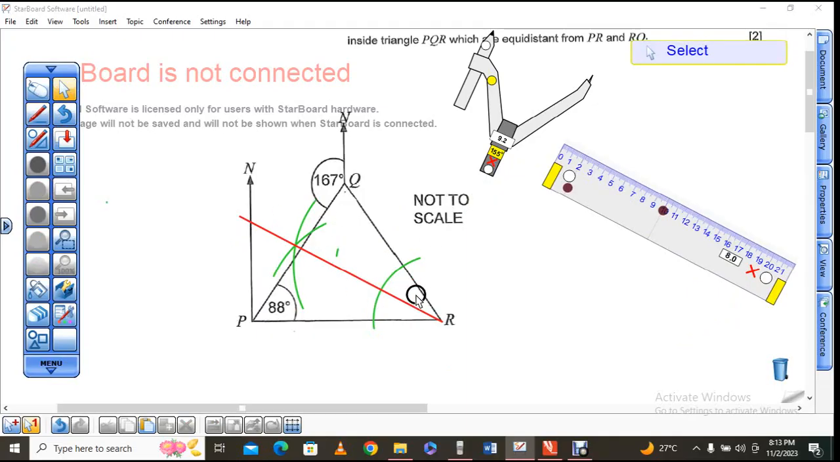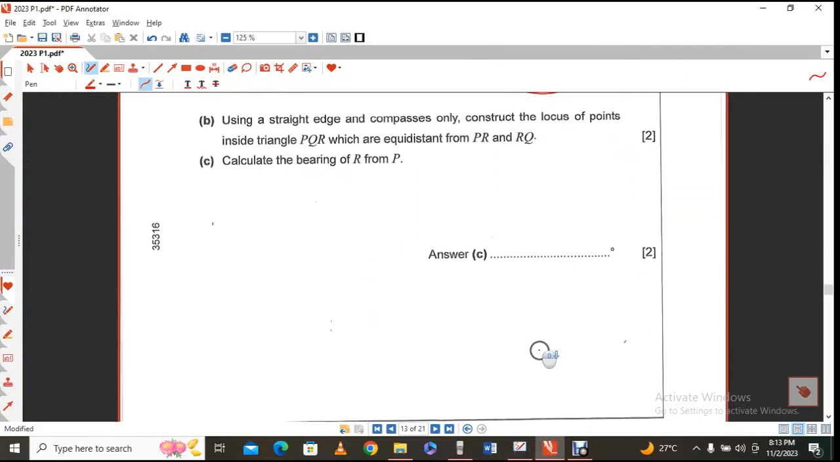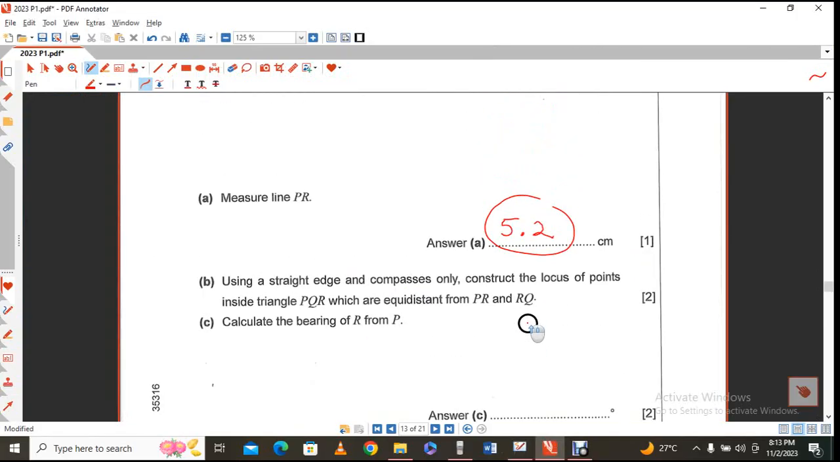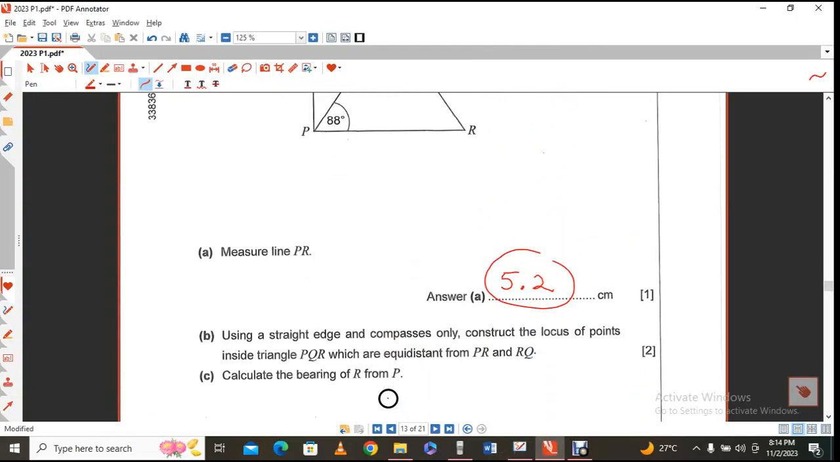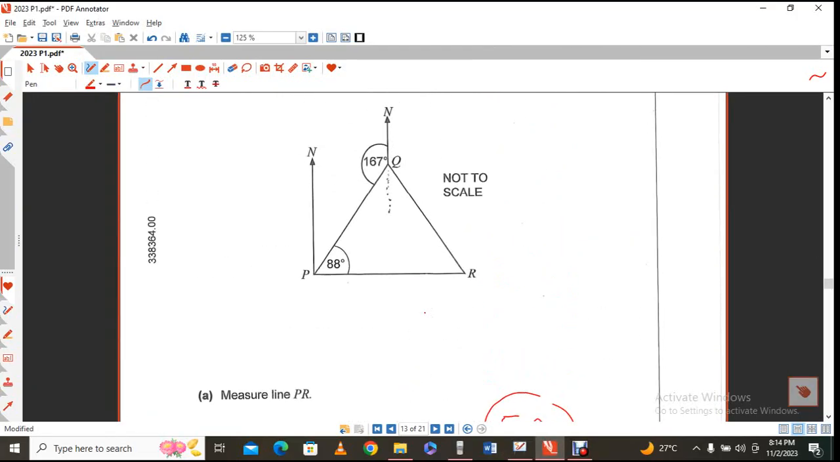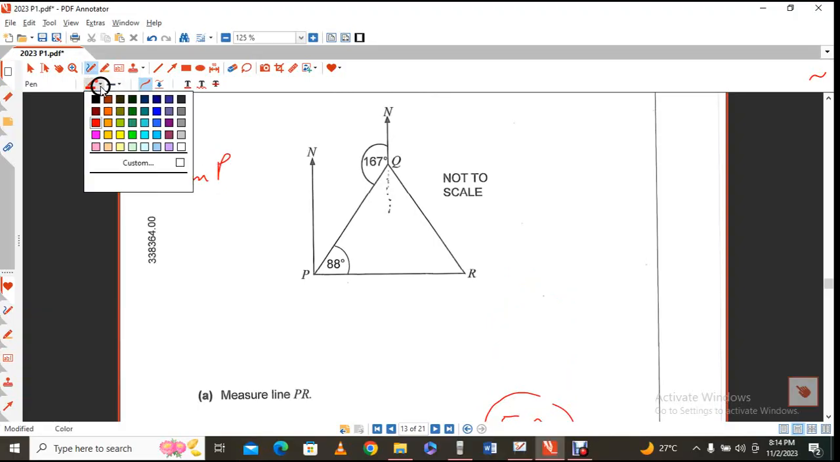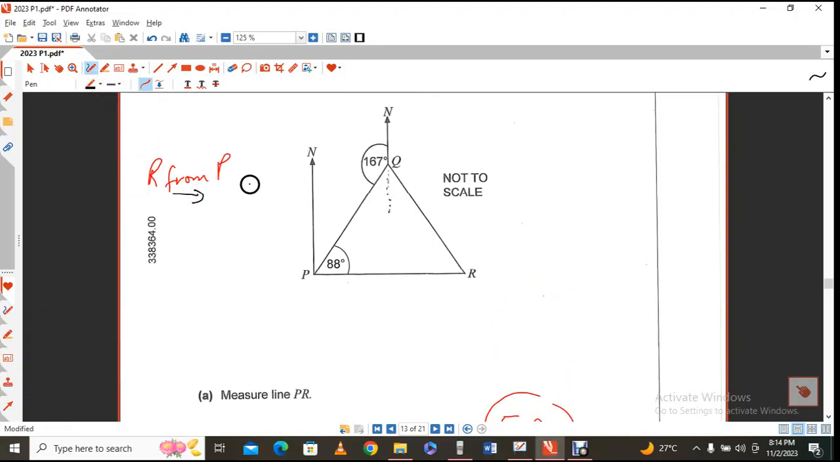So we have bisected for 2 marks. Do not erase your arcs. Okay, right. So try to remember that. Let's go back to the document. And of course, we are now going to do part C. They say calculate the bearing of R from P. If they say bearing of R from P, I always like to say go to what is after the word from. So we go to P, and north line, we are looking for this whole angle over there.